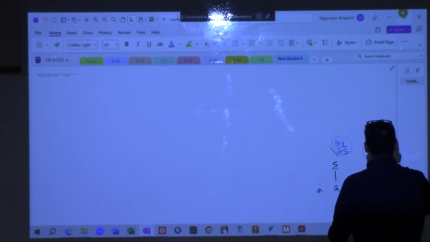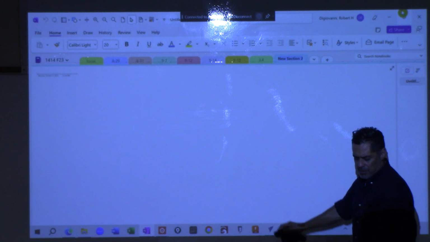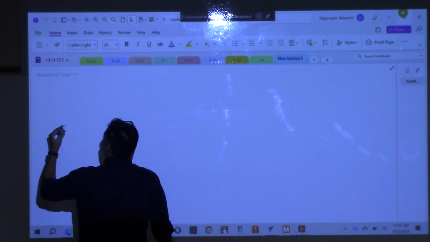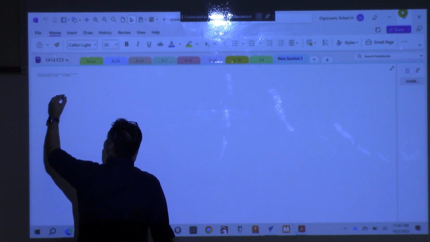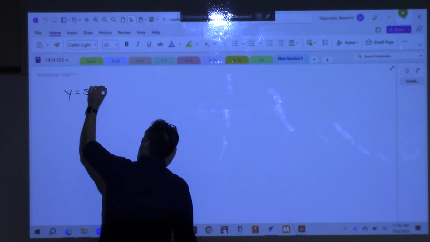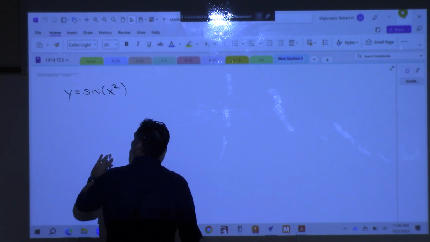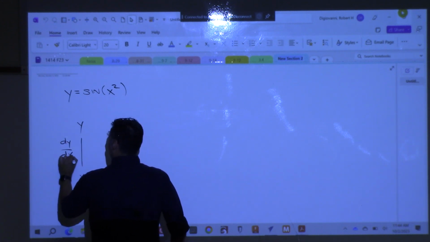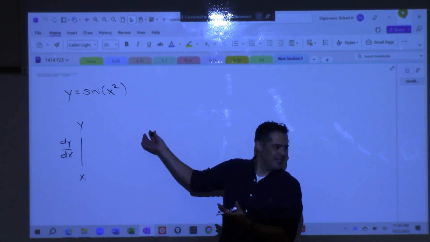The reason we do this tree diagram is because it makes it a lot easier to deal with mentally. Doesn't it make this look pretty simple now? Like y is sine of x squared. I mean, like now it's just y, this is x, this is just dy dx, right? Like this is what we've been doing in the past.